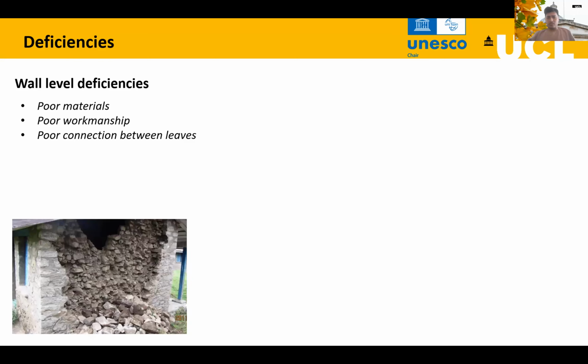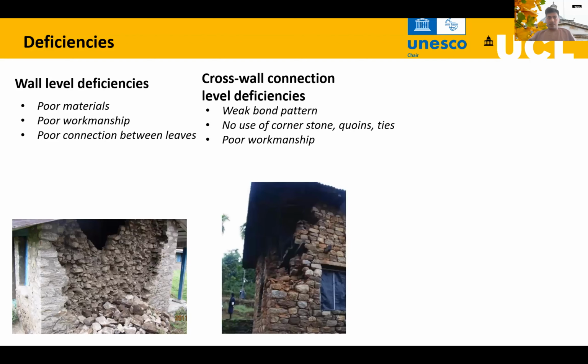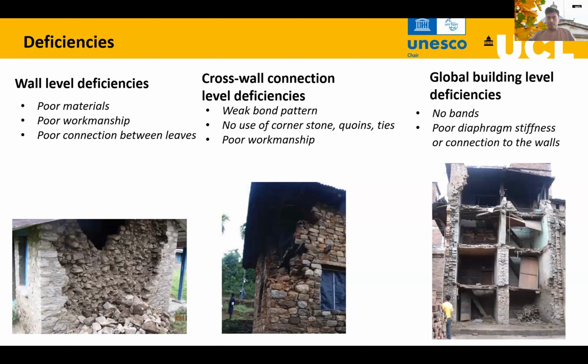So the deficiencies we saw yesterday are at three levels: wall level deficiencies, as you can see, cross wall level deficiencies, and the global deficiencies. And we will see the strengthening targeted for each of these three levels of deficiencies in masonry buildings.